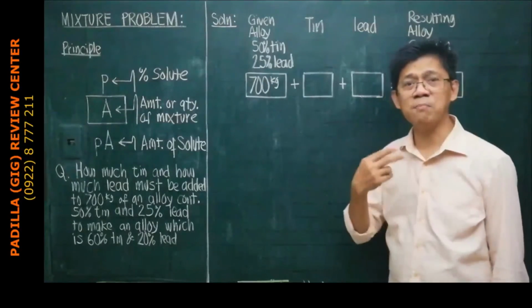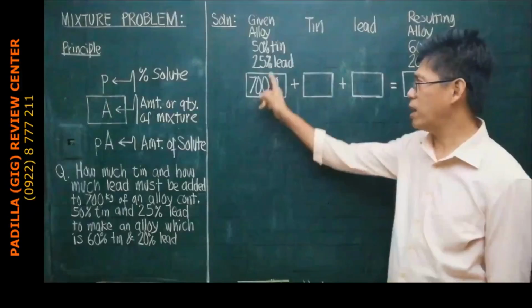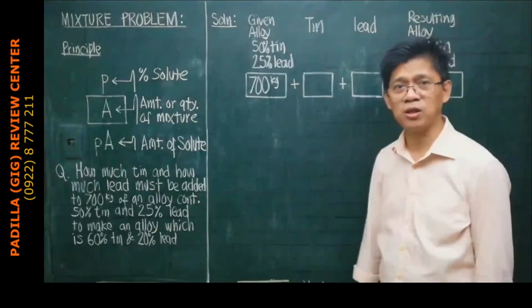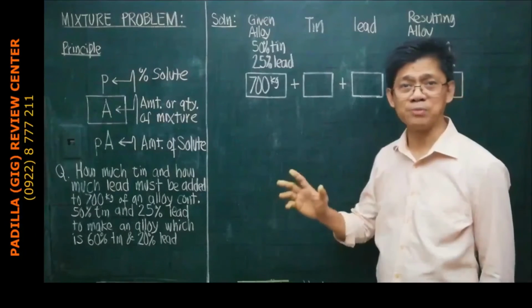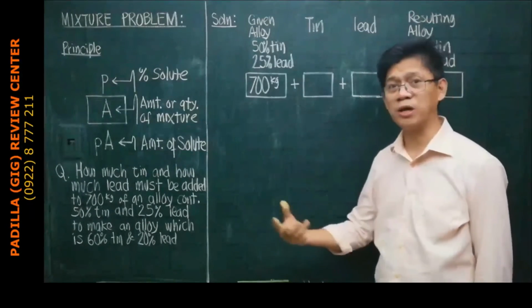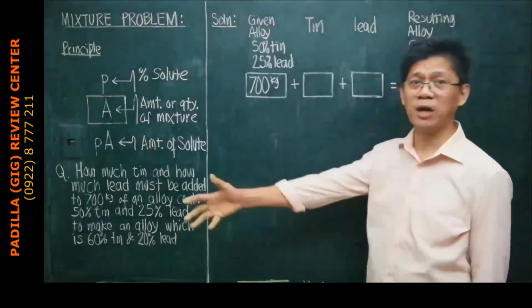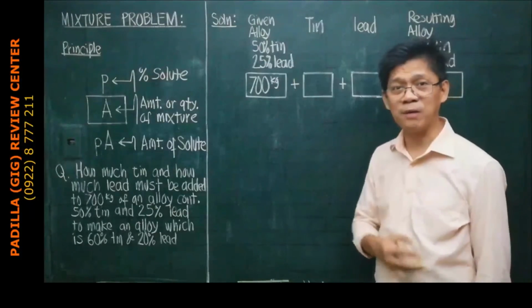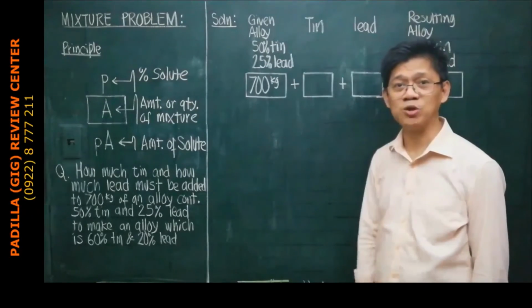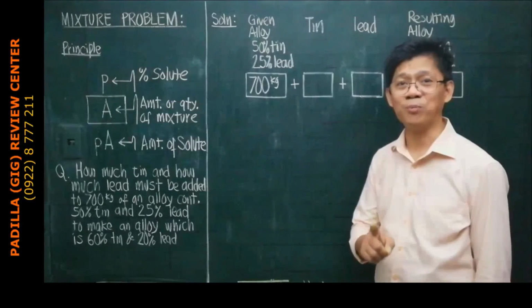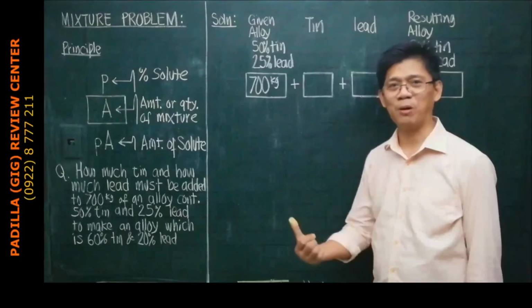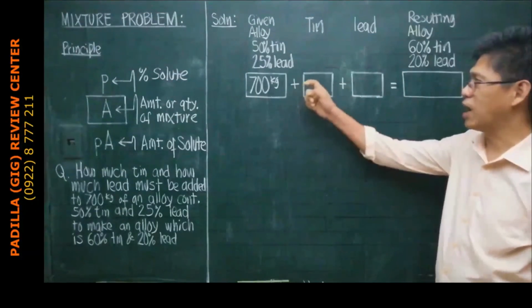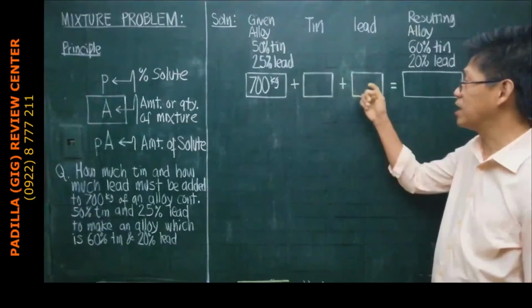My question here, or somebody asked me a question, Sir, what is the remaining 25%? My answer is, I don't know. It's not mentioned in the problem. Perhaps it's copper, perhaps iron, perhaps gold, perhaps silver, or perhaps a combination of other metals that are not tin, that are not lead. And whatever that 25% is, one thing I am sure of, it is not important or immaterial to the problem.